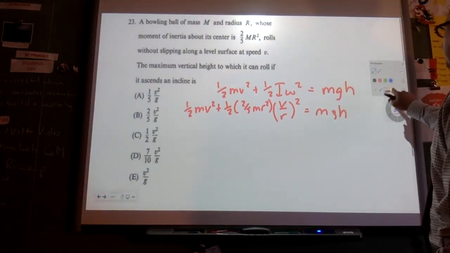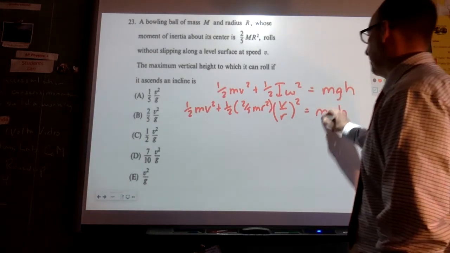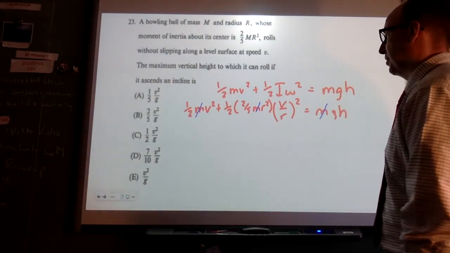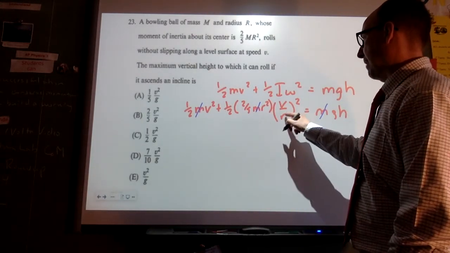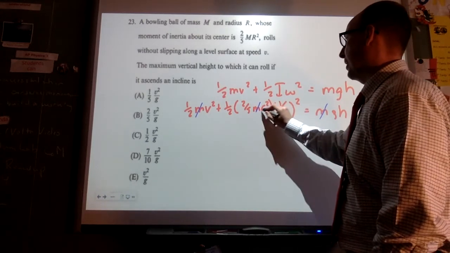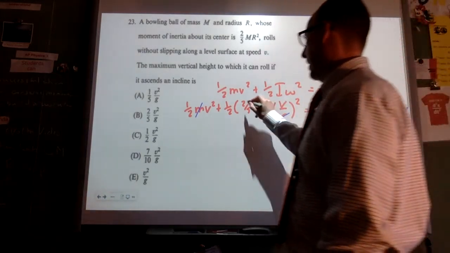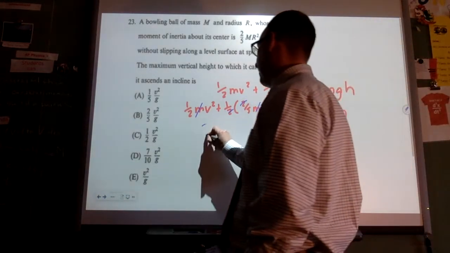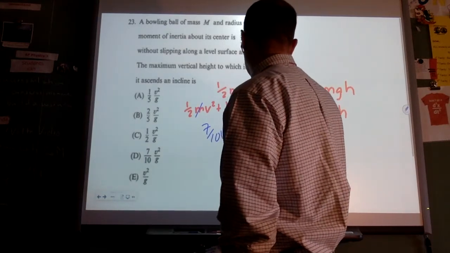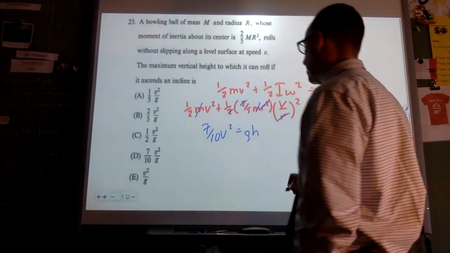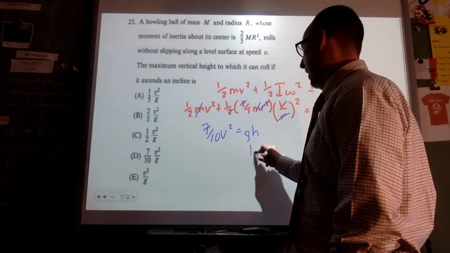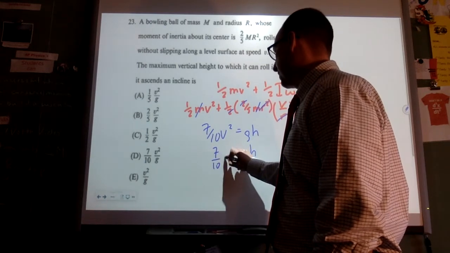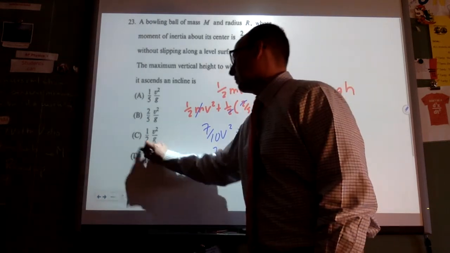All right, I'm going to cancel some stuff. I'm going to cancel m's. And I'm going to cancel r's, right? Because I have r squared down here. I have r squared up there. So I have 1/2 plus 1/5, which would be 7/10 v squared equals g h. And so h would be equal to 7/10 v squared over g.